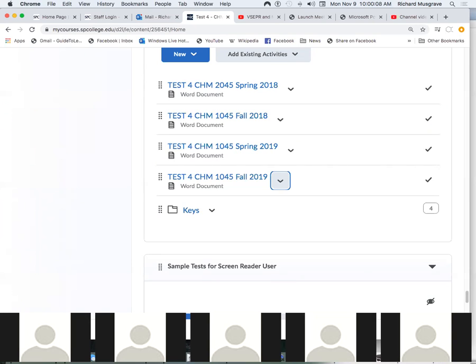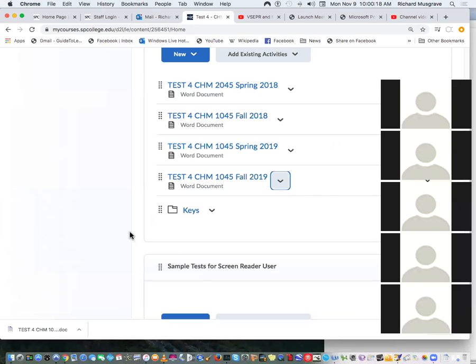Hang on, let me try and get this organized here. Not really cooperating with me. There we go.